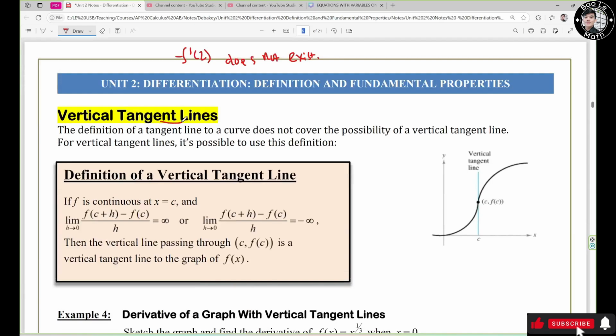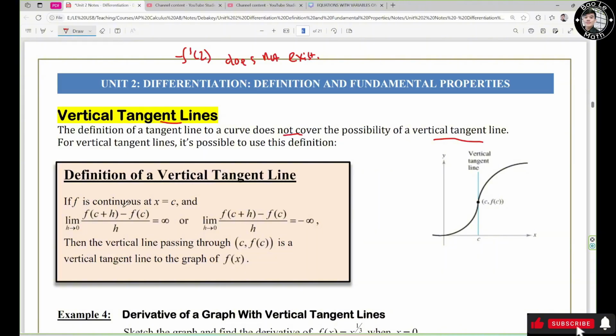The vertical tangent line. Alright. The definition of a tangent line to a curve does not cover the possibility of a vertical tangent line. For vertical tangent lines, it's possible to use this definition. Definition of a vertical tangent line.